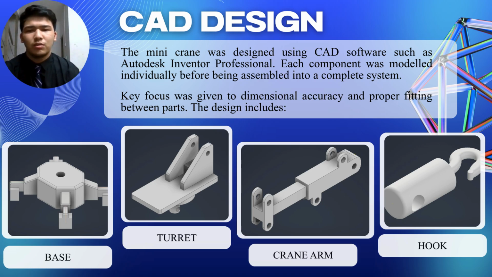The base was designed to provide stability. The turret was created to allow 360-degree rotation. The crane arm was designed for vertical movement, and the hook was modeled to hold loads. By focusing on accuracy and tolerance, we ensured that all parts could be assembled smoothly without misalignment. This stage was crucial because any error in the CAD design would affect the printing and assembly process.